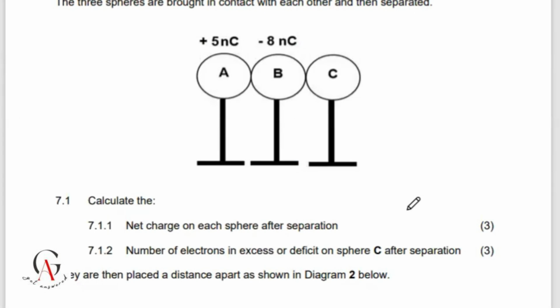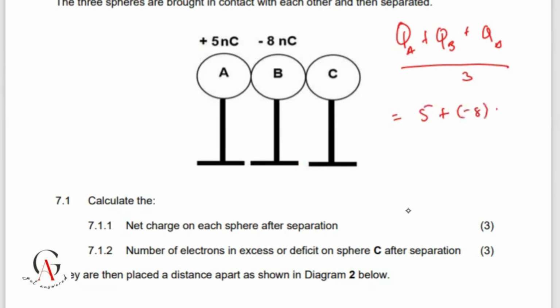So one thing we need to know is that for as long as we have spheres that are brought into contact, the net charge will be as a result of adding sphere A plus sphere B plus sphere C, or the charges, then we divide by 3. So 5 plus -8 plus the neutral one, which is a 0. Okay, when something is neutral, it simply means there's no charge there. So everything is nano. That's why I'm just saying 5 plus -8.